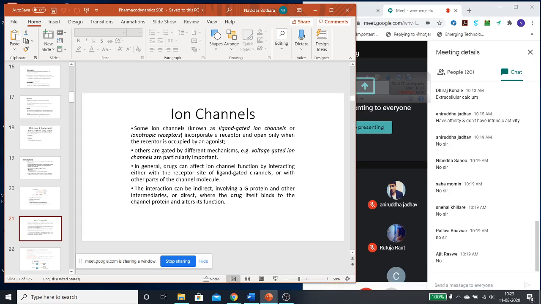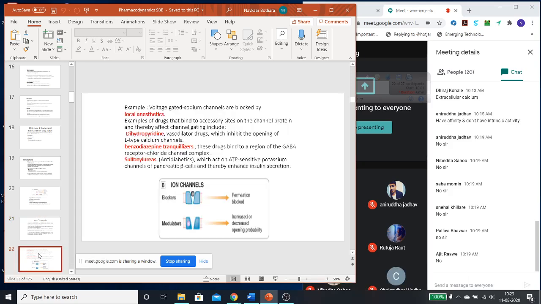Then the next thing is which agents are acting and how they are acting. Examples: voltage gated sodium channels are blocked by local anesthetics. There are drugs that will block them, and there are many such agents. They are used in arrhythmias and in epilepsies. In various cases we are directly blocking the sodium channel. Because of that, sodium will not enter, the impulse will not be generated, and because the impulse is not generated, it will be slowed down. So this pain carrying impulse will be slowed down.